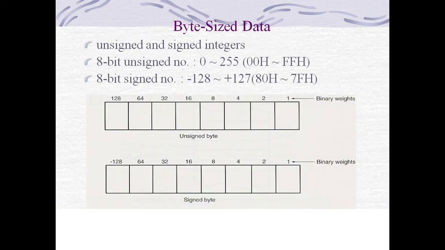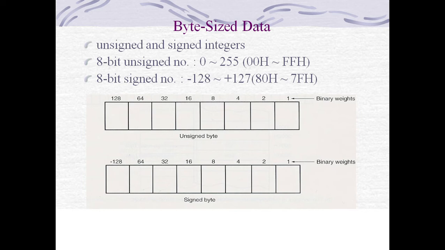We need to store signed and unsigned integers. They can be stored using byte-sized data, word-sized data, or double word-sized data. To store an 8-bit unsigned number, we need 8 bits, and the range of an 8-bit unsigned integer is 0 to 255, or in hexadecimal, 00H to FFH. So as an 8-bit unsigned number, we can store any decimal number from 0 to 255. For example, 128 can be stored as an 8-bit unsigned number.